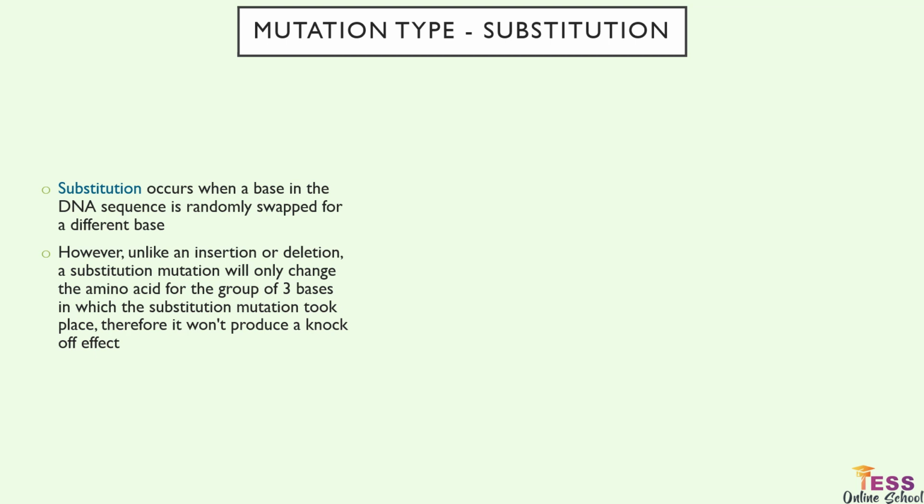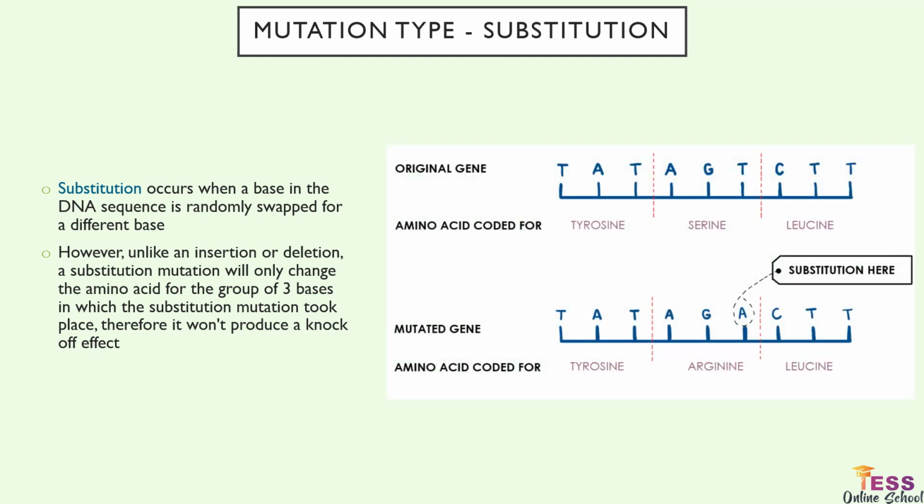Let's see this in the diagram. For example, you can see in the diagram the thymine is substituted by the adenine and only changes the second triplet, but the first and third triplets stay the same as there is no frame shift.